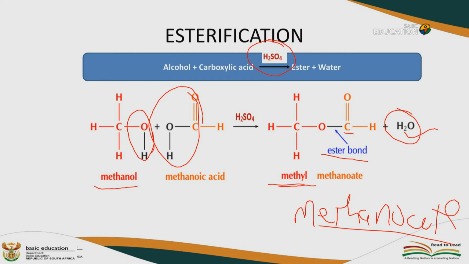So we're saying it's an alcohol and a carboxylic acid. In the presence of sulfuric acid, they form an ester bond and water, and we are saying the alcohol becomes an alkyl. So from methanol, you'll get methyl. From methanoic acid, you will get methanoate. So that is very much important as you look at esters.